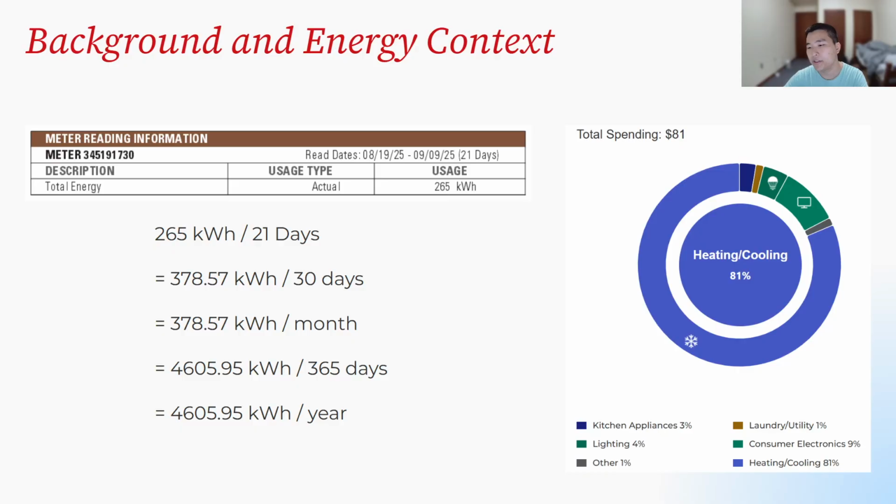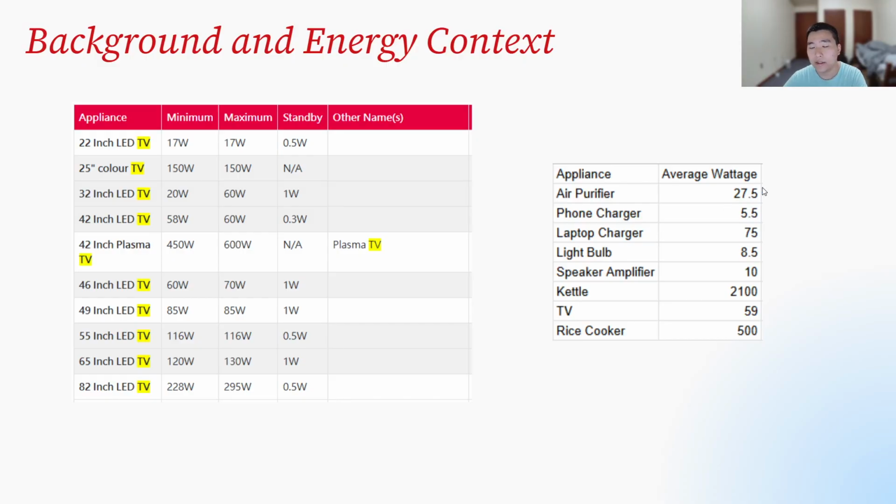As you can see in the composition on the side, heating and cooling take up 81%, and the rest is electronics usage. The 7 appliances, except light, that I'm auditing are air purifier, phone charger, laptop charger, speaker amplifier, kettle, TV, and rice cooker. The average wattage I use comes from a website that has a record of minimum and maximum for certain items, and I just take an average of it. This is the result you can see in the table on the right side.